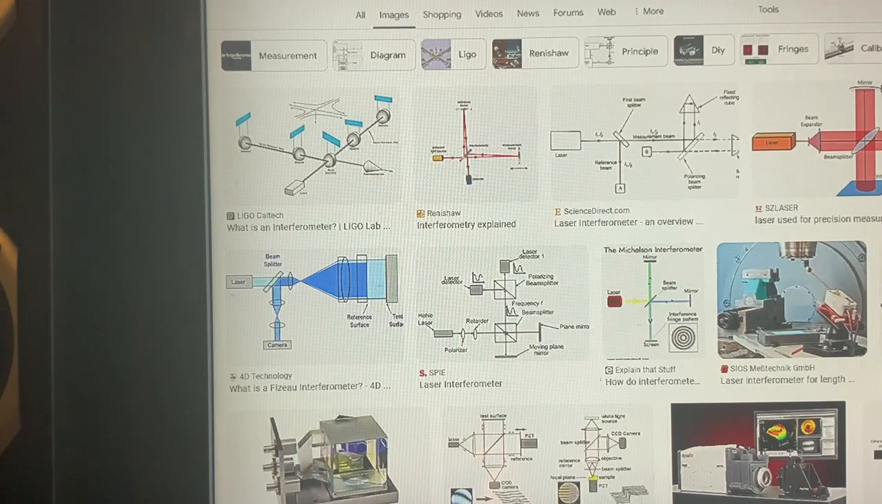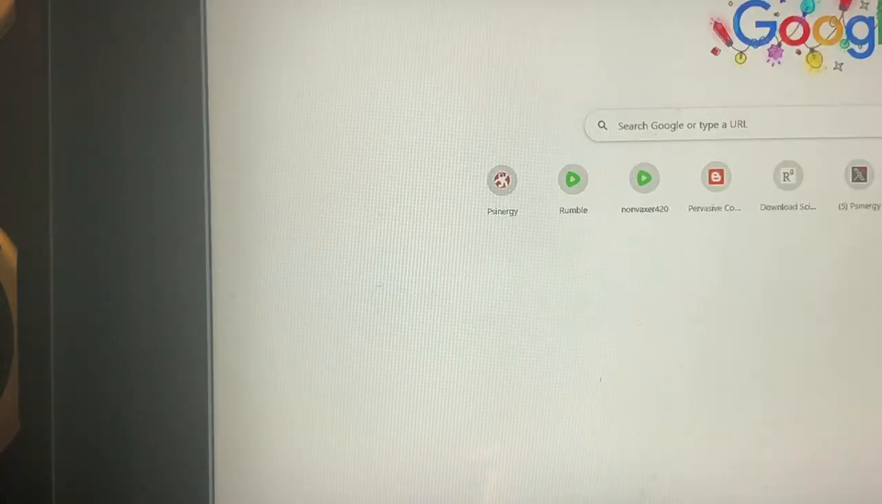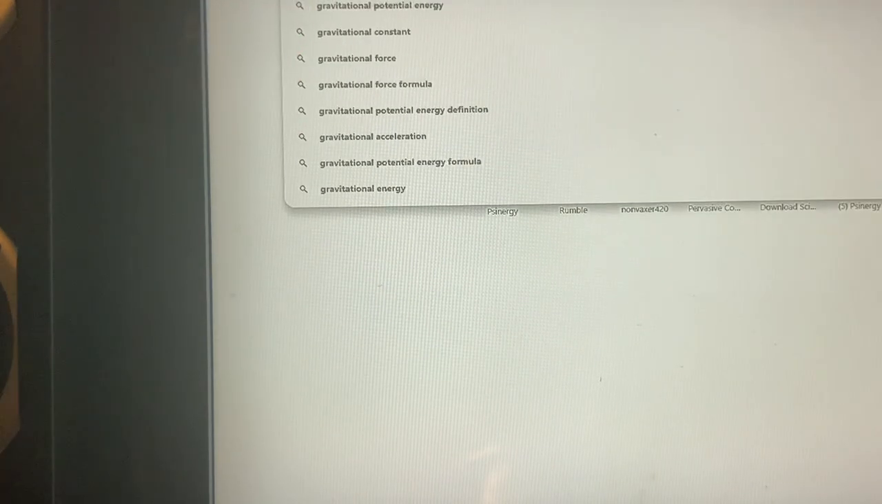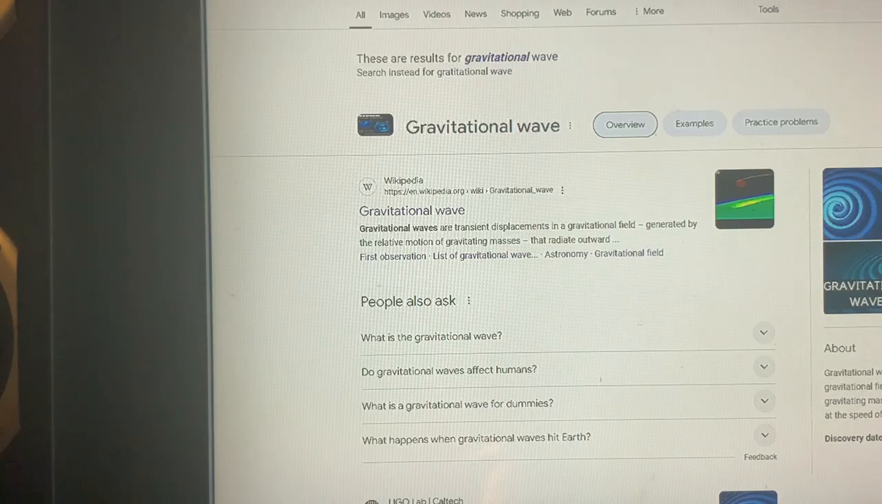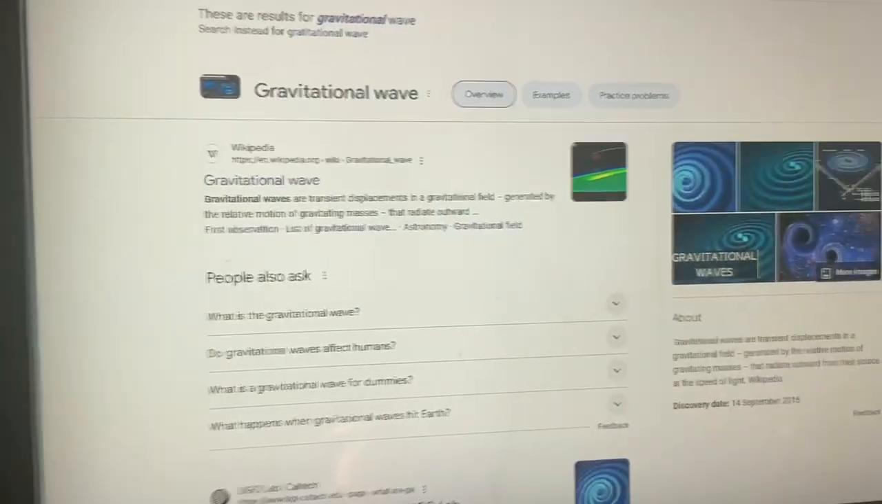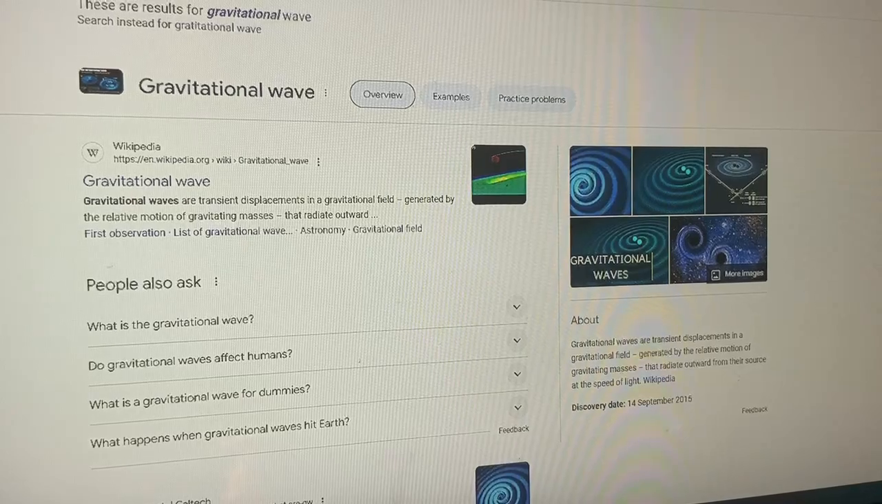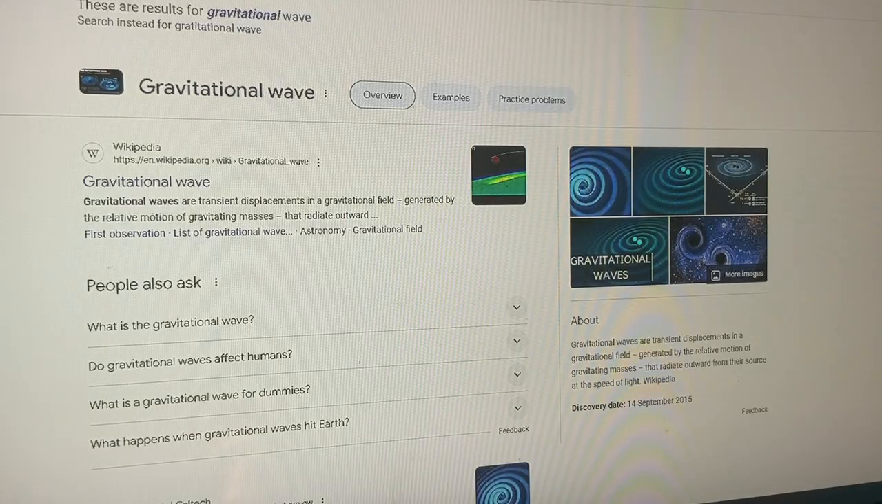Hang on. So gravitational observatory, gravitational wave. What's that? They're transient displacements in a gravitational field generated by the relative moving of gravitating masses that radiate, radii people, Morse math, outward. Gravitational waves are transient displacements.